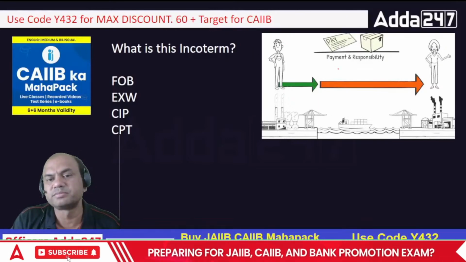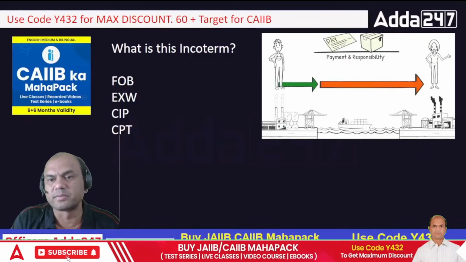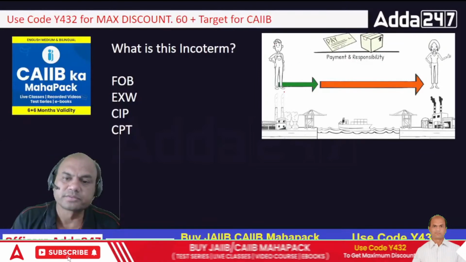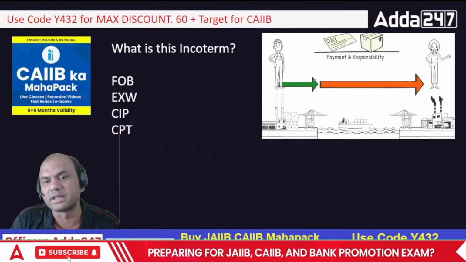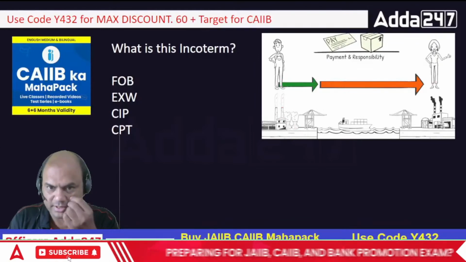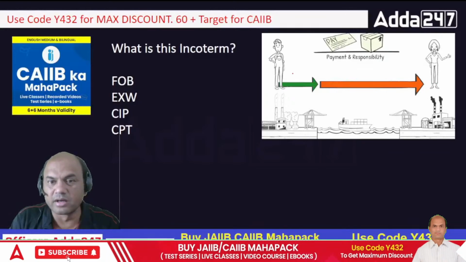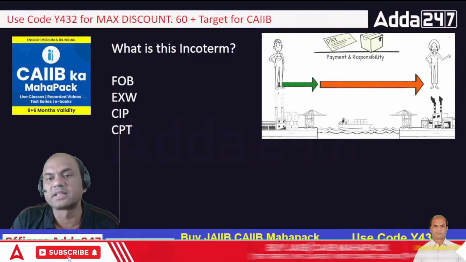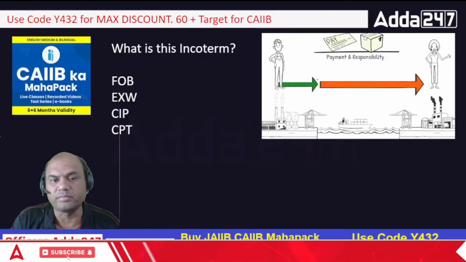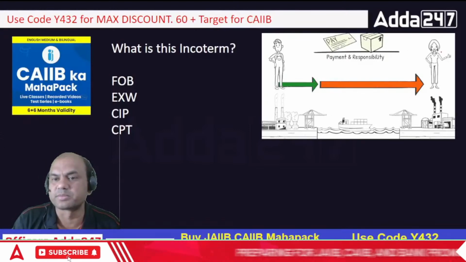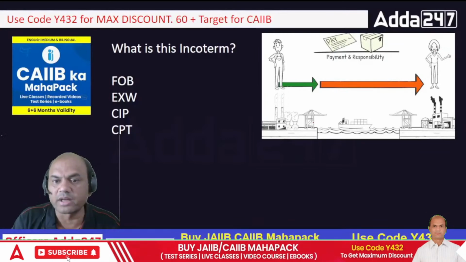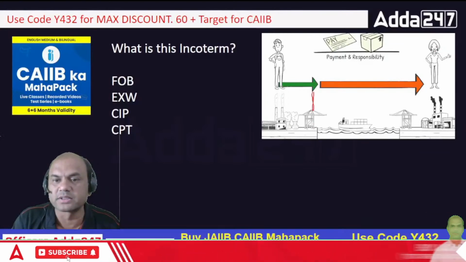What is this Incoterm? This is a seller. Payment and responsibility. So this is the seller. Goods are going from the seller's end to the buyer's end. Now here green means the seller is taking the responsibility, and from here this orange, the buyer is taking the responsibility. So where are we? We are at the port. This is known as a port, right?